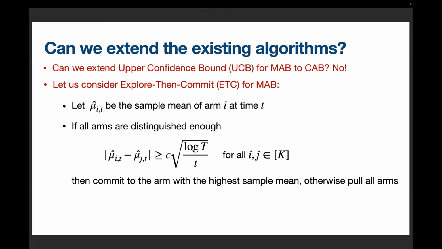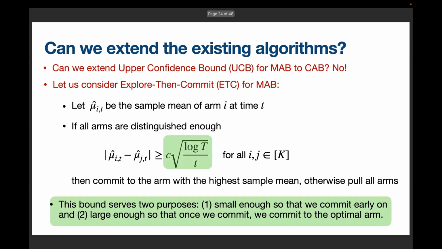So what does this explore then commit algorithm do? It has a very simple principle. It says, look at the sample mean of each one of the arms at time t. If all arms are distinguished enough, then commit to the arm with the highest sample mean. Otherwise, we're going to pull each one of the arms once again, and add to the samples that we have collected. So it's very simple, and for this bound here, there are some reasons for choosing this particular choice. It serves two purposes.